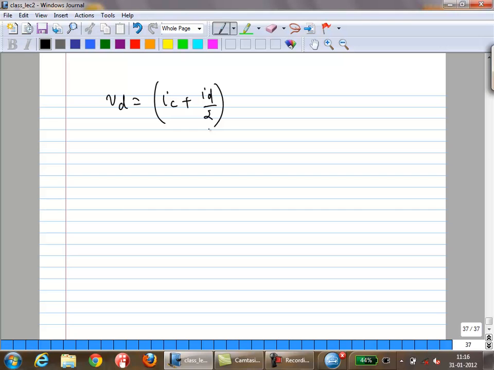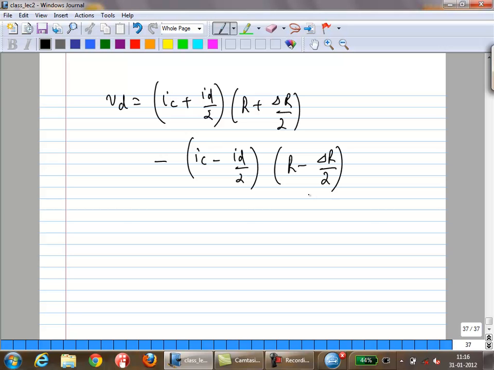That's I1 R1 minus I2 R2. So I1 is IC plus ID over 2, R1 is R plus delta R over 2, minus I2 R2, which is IC minus ID over 2 times R minus delta R over 2. You can expand this, neglect the second order terms, and you can show that this is approximately ID times R plus IC times delta R.